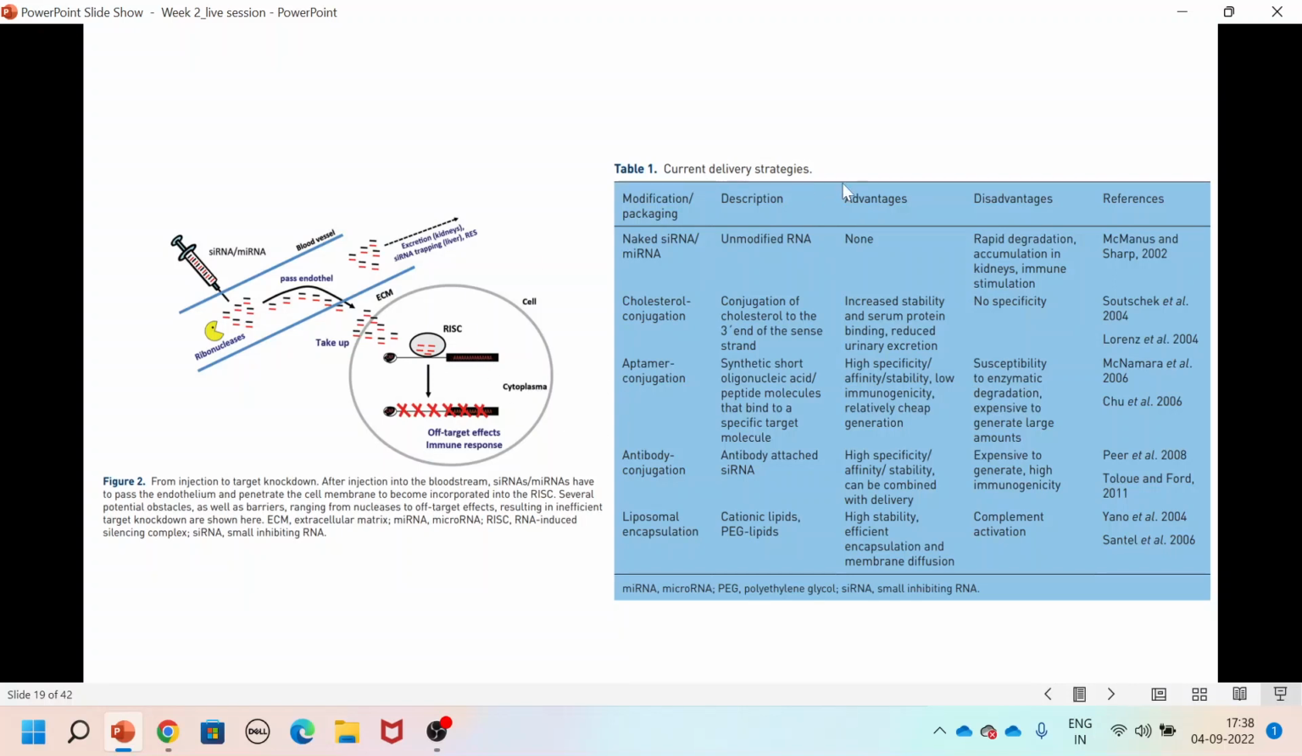So there are different delivery strategies adopted for the delivery of siRNA or miRNA for gene knockdown purposes. We can either directly deliver the siRNA or miRNA, but there is a disadvantage of rapid degradation, accumulation in kidneys, and immune stimulation. We can conjugate this siRNA and miRNA with certain antibodies. Cholesterol conjugation may take place. We can use aptamers for the conjugation, or we can use liposomal encapsulation.